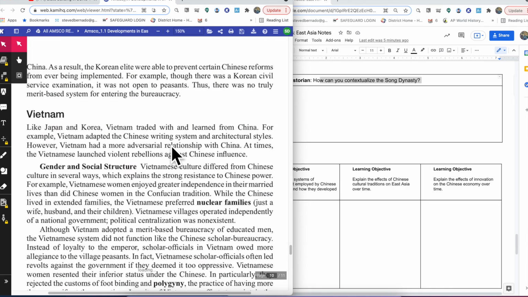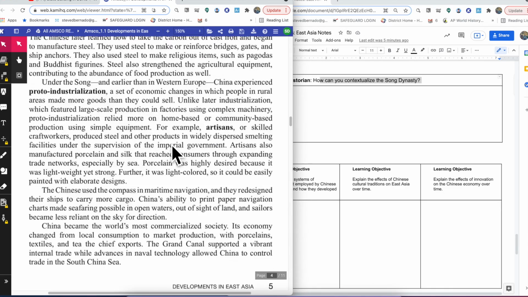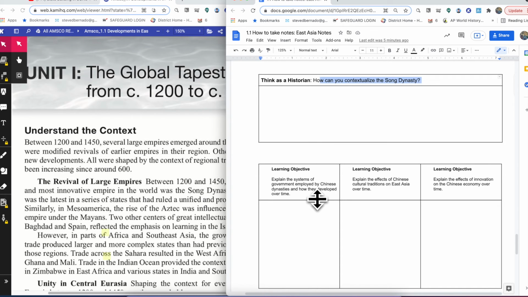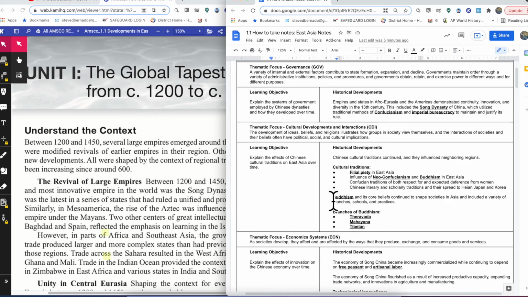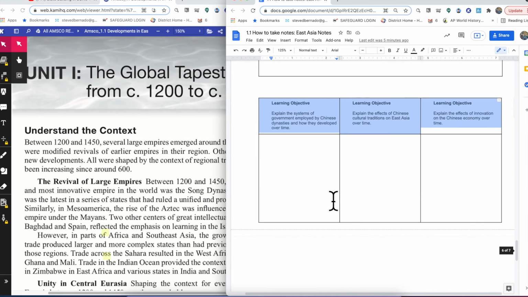And then finally, when you're finished, you come back to your graphic organizer, and these 3 boxes are the 3 learning objectives from all the way up here. And now you're going to attempt in bullet points or complete sentences to answer the learning objectives. Once you finish that, you've completed the graphic organizer for topic 1.1 under Unit 1, East Asia.